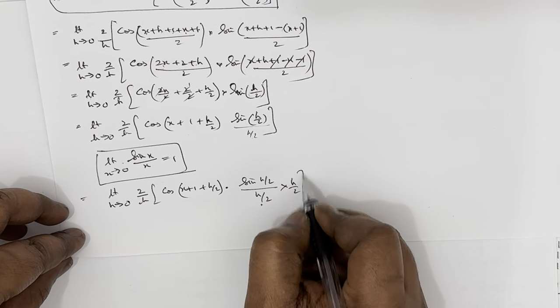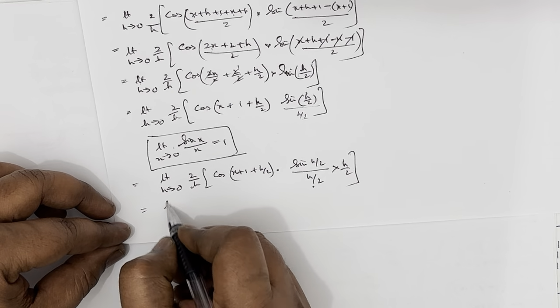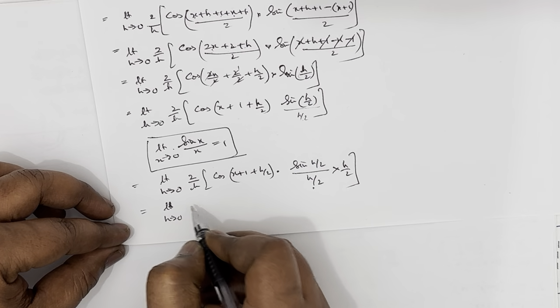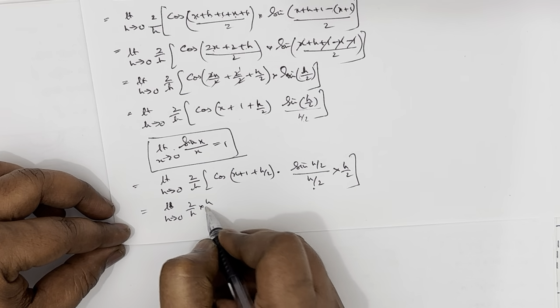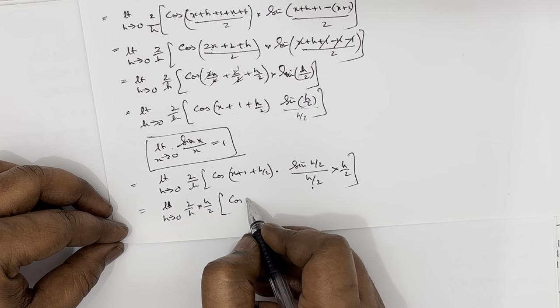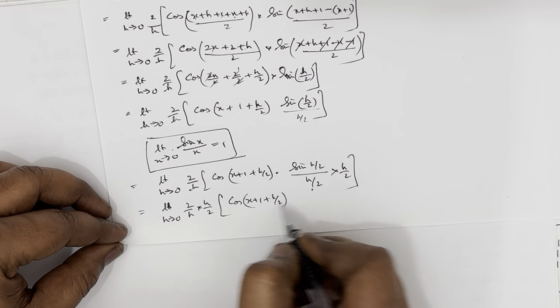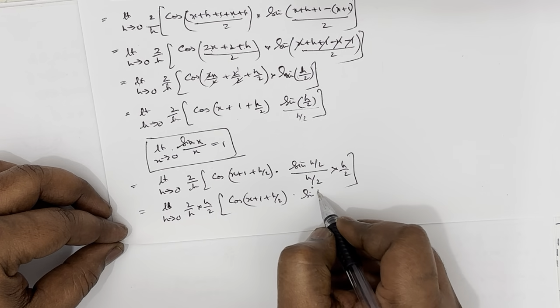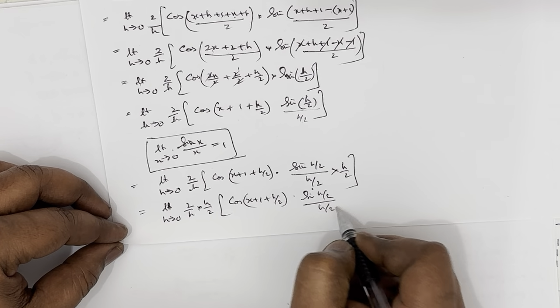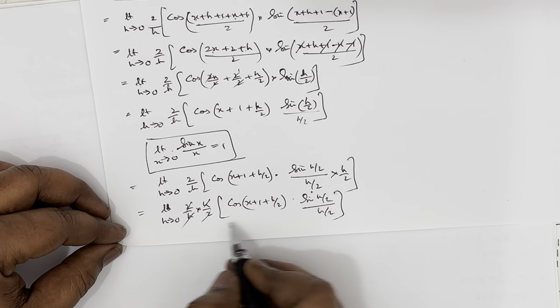Okay, h by 2. Now let's bring this h by 2 out. So it becomes limit h tends to 0, 2 by h multiplied by h by 2 cos x plus 1 plus h by 2, multiplied by sine h by 2 upon h by 2. Okay, now this h and h go, 2 and 2 go, so remaining is this.